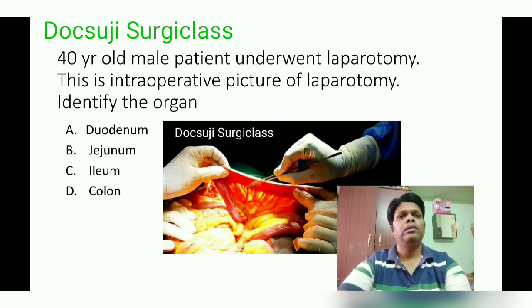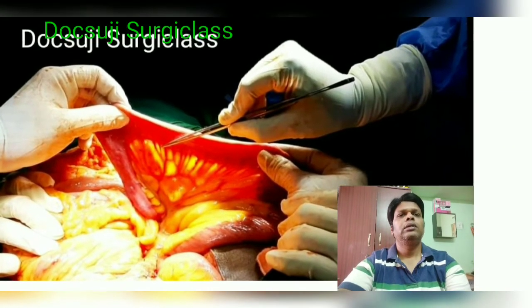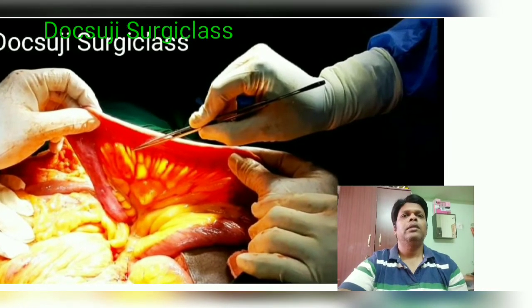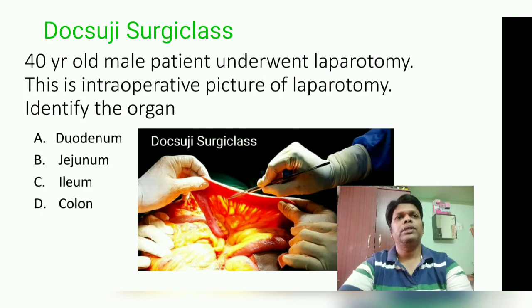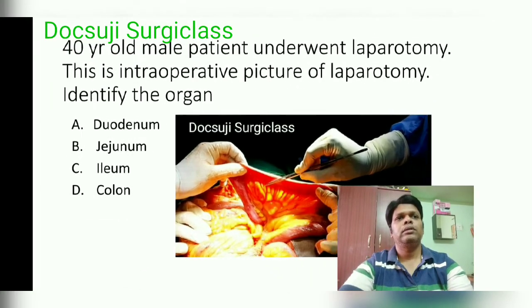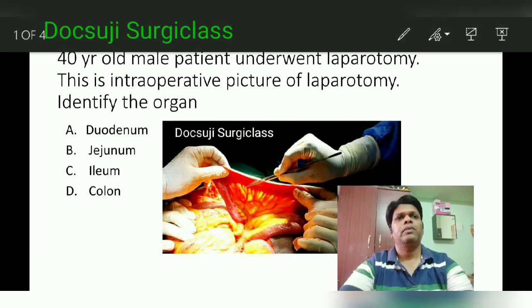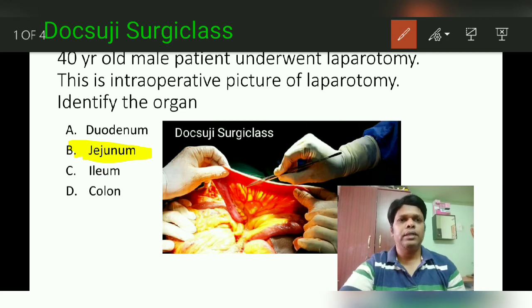So what are you seeing? Can you see the arterial arcades? Here you can see the long vasa recta, and the gap between the two vasa recta is narrow. That inference is jejunum. So the answer for this question is jejunum, because of the presence of long vasa recta and the narrow gap in between.